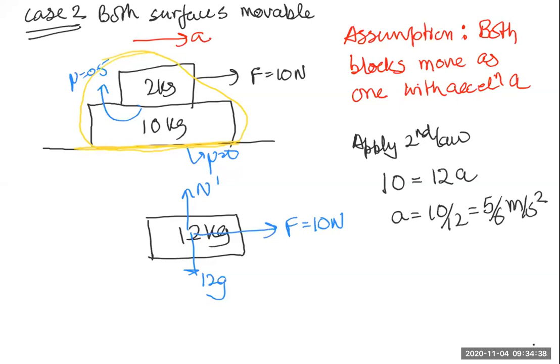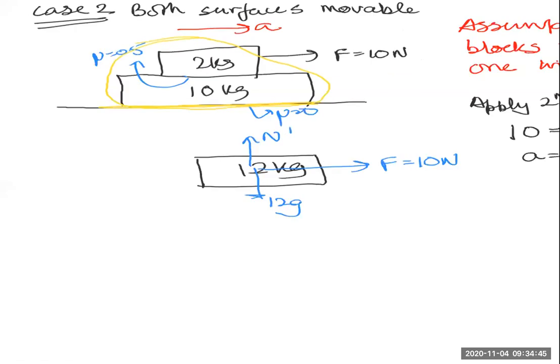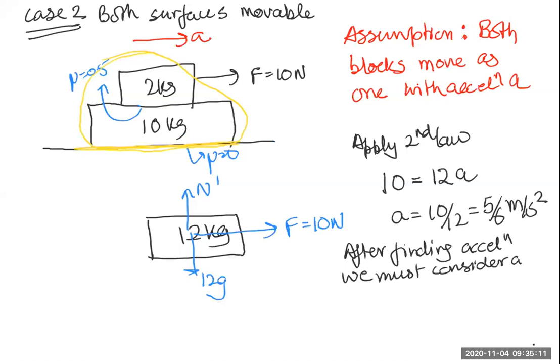Right? Now, at this point, you must ask me, you should be curious that what are we going to contradict? Where is the contradiction going to arise from? Well, after you have found acceleration, right, after finding acceleration, we must consider any one block and find the friction between the blocks.